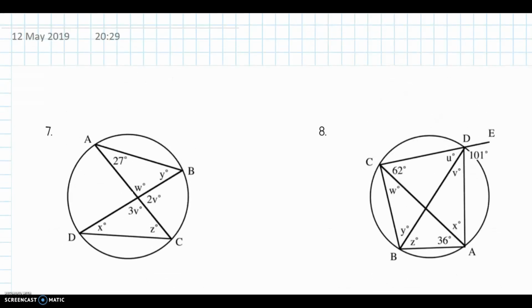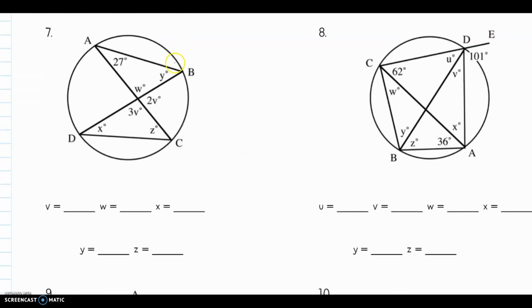Okay, we can start this one again by doing the angles subtending the same segment. So if that angle there is 27, then I know this angle x is also 27. So x must be 27 degrees. And then I can use something similar to the one before.